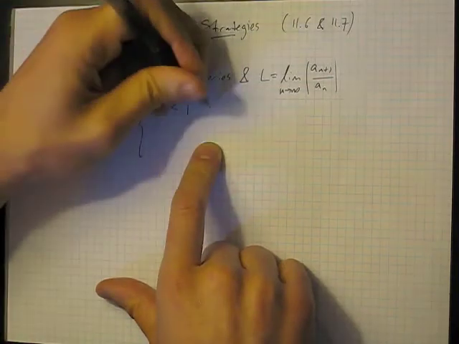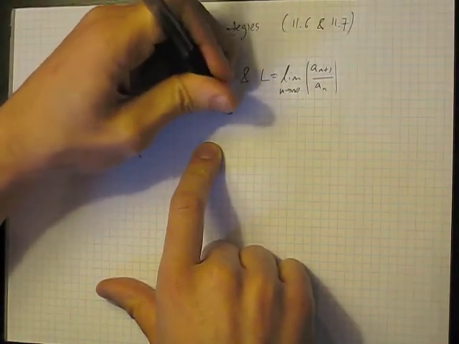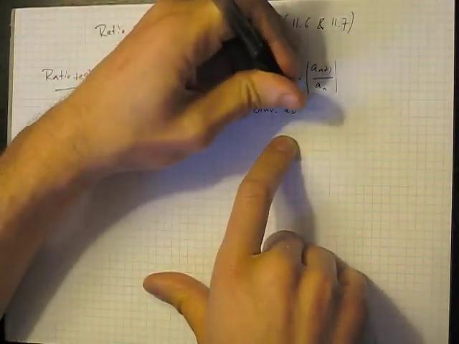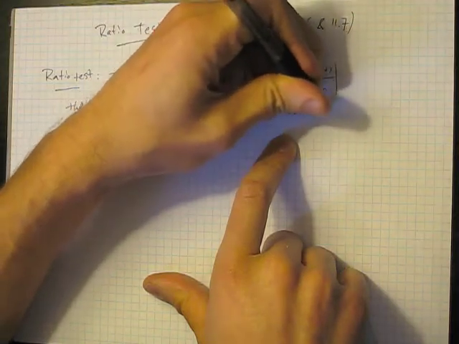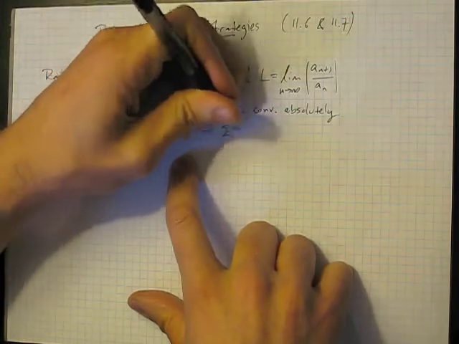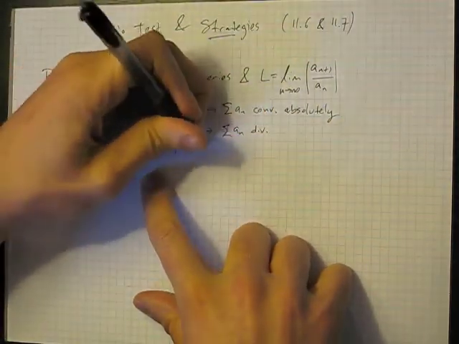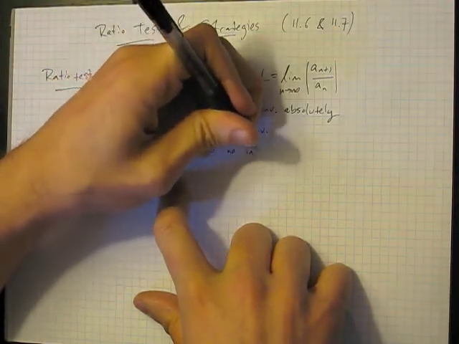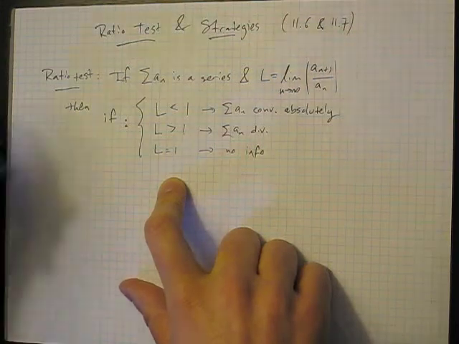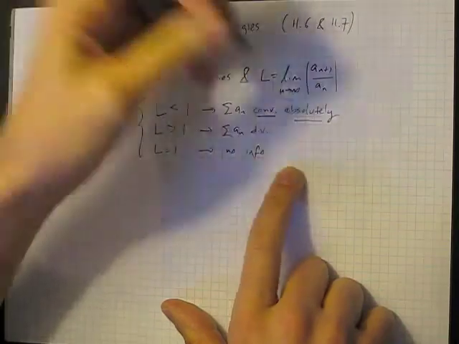So if L is less than 1, then this series converges absolutely. And if it's bigger than 1, then the series diverges. And if it's equal to 1, then this gives us no information. Okay. So this is the ratio test, and remember what it means to converge absolutely.